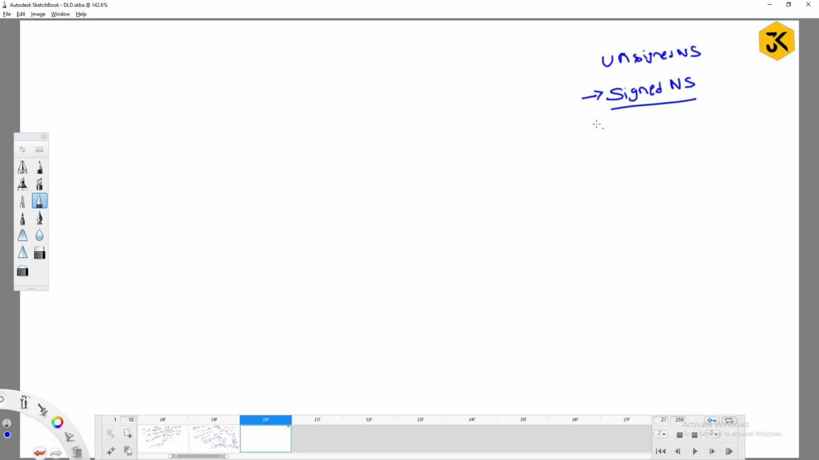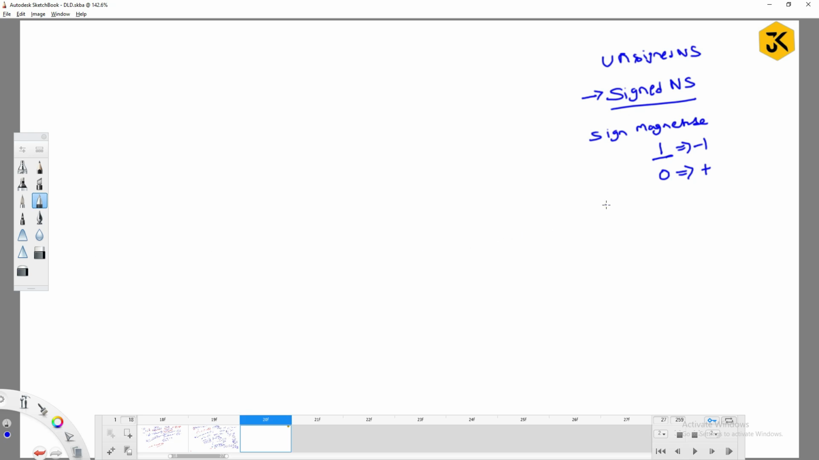Like if you are going to have sign magnitude representation, where the most significant bit holds the sign, right? If you are going to have 1, it means it is minus. If you are going to have 0, I can consider it as a plus sign, right? This is not -1, this is simply minus.